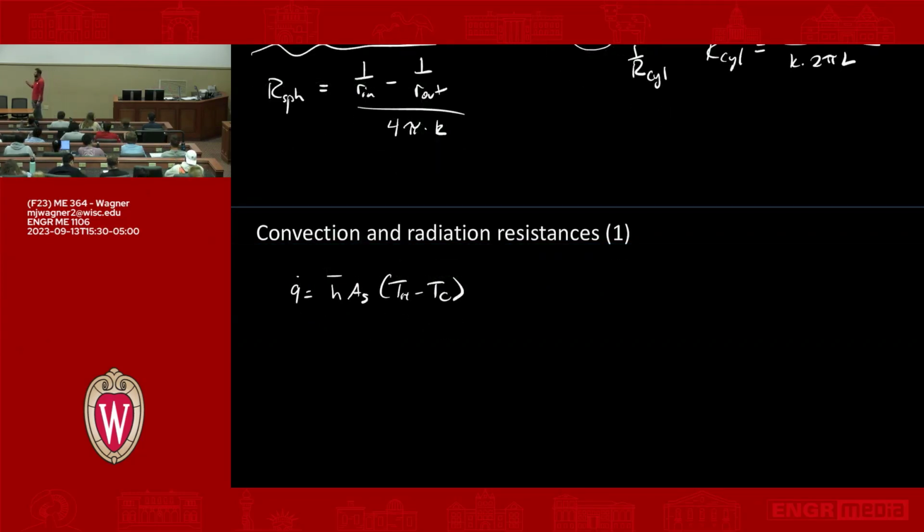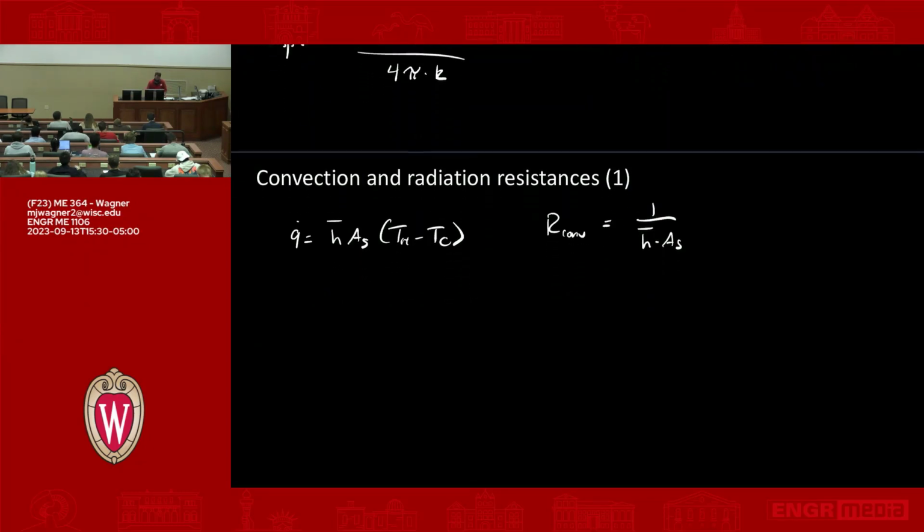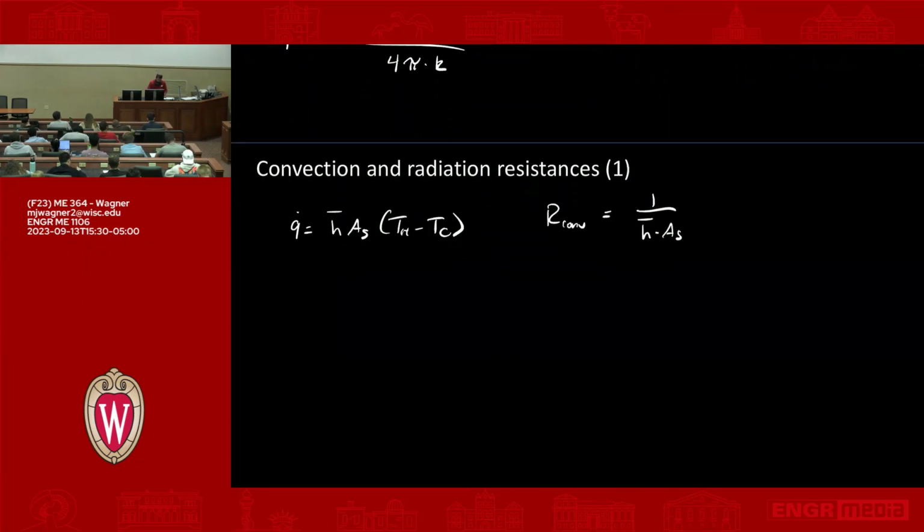I want to write it in terms of the same potential that we've been thinking about. So here we have h bar A_s, then the hot and cold potential. Maybe just looking at this, you can kind of see what the resistance formula is for convection. It's some constants, h A_s, times a potential. So our convection resistance is the inverse of what's multiplying that: it's just 1 over h bar times A_s. So that one's easy, right? That's straightforward. Let's talk about radiation.